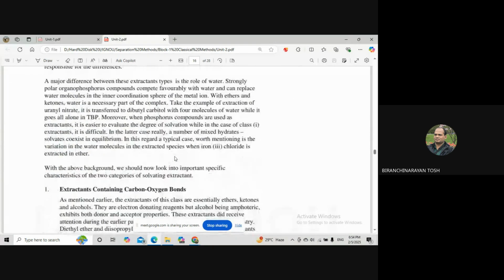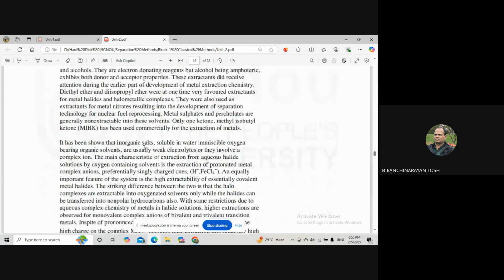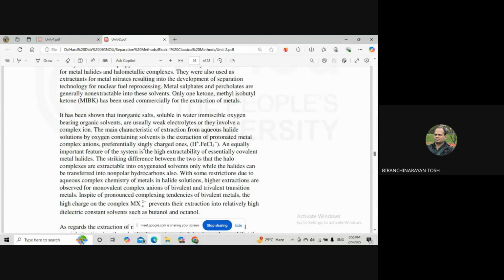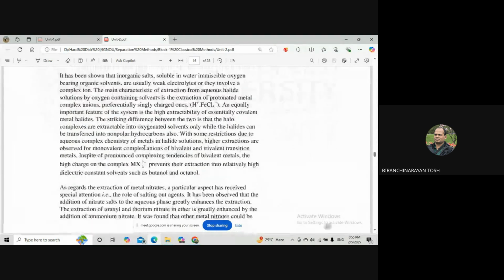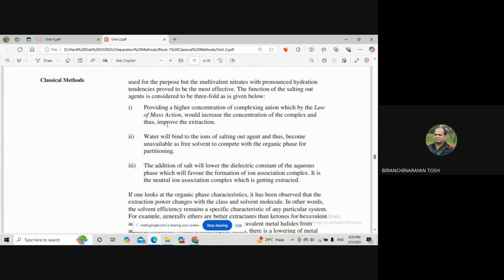So first, the extraction involving the carbon-oxygen bond. In this case we can use alcohol or ether, where a carbon-oxygen bond will be there. So in this case, the function of salting out takes place here. As regards the extraction of metal nitrates, a particular aspect has received special attention, the role of salting out agents.